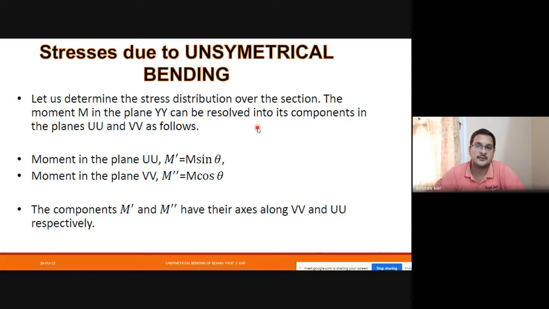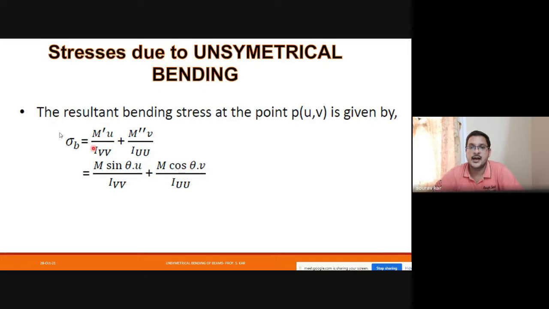Here we have written all the details I told: the moment in the plane UU is M sin theta, and the moment in the plane VV is M cos theta. Now we take these two components, and the resulting bending stress at the point P, that is (u, v), is sigma B. Sigma B is the bending stress at any point, which equals u M sin theta by IVV plus v M cos theta by IUU.